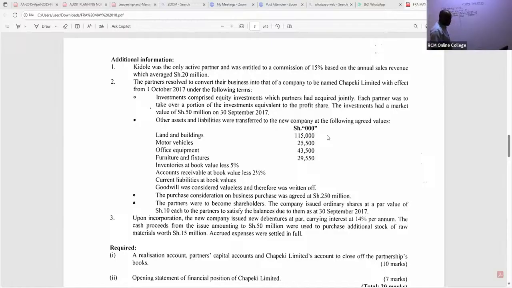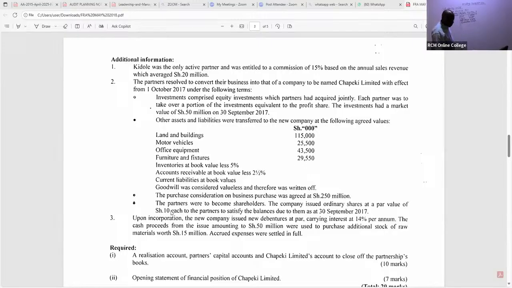Then we have motor vehicle at fair value, not net book value, because now we are in the company's premises, the one that is taking them. So motor vehicle is 25,500. And then we have office equipment, 43,500. Ladies and gentlemen, we have here furniture and fixtures. Remember, we are looking at these agreed values, fair value. So that is 29,550.